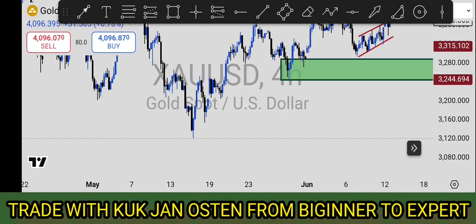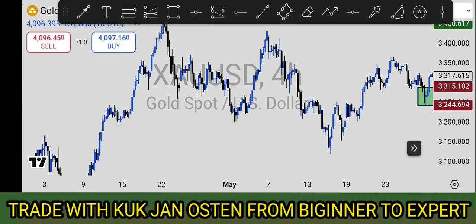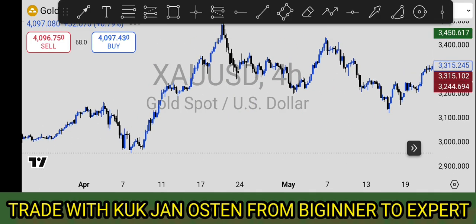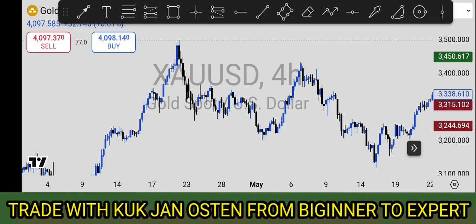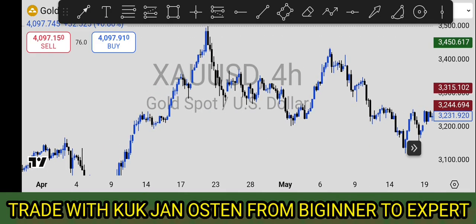I'm going to show you the last example in a buy. At this point, as I've told you, we are going to first identify our liquidity, identify the market structure, and identify the overall trend.